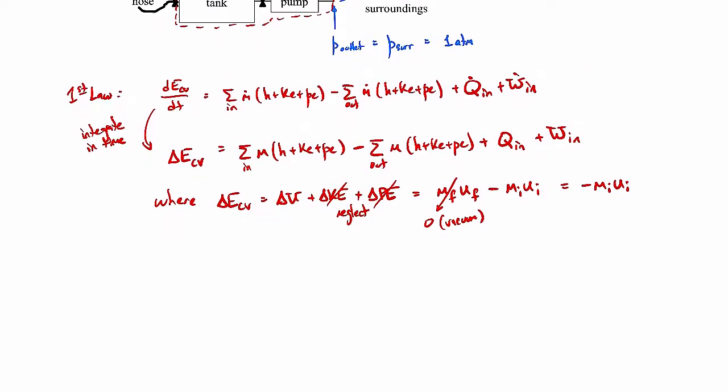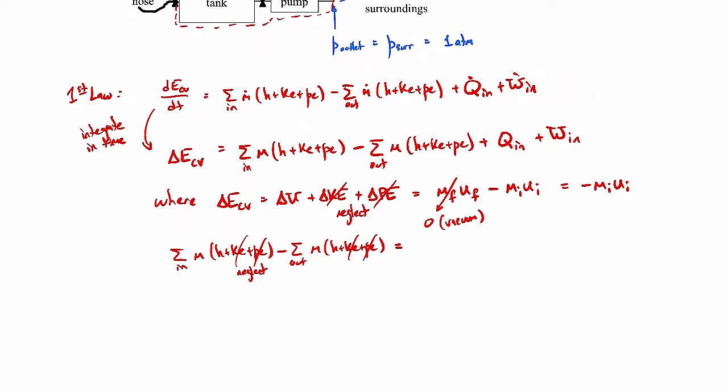Okay, so then let's go to the next one. This is the mass times the total specific enthalpy coming in minus the total specific enthalpy going out. So let's simplify that. Again, we're going to neglect the kinetic and potential energy terms.